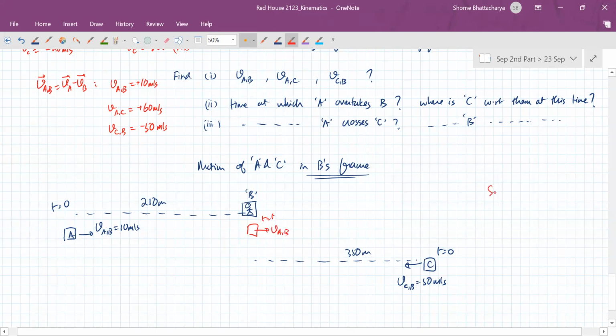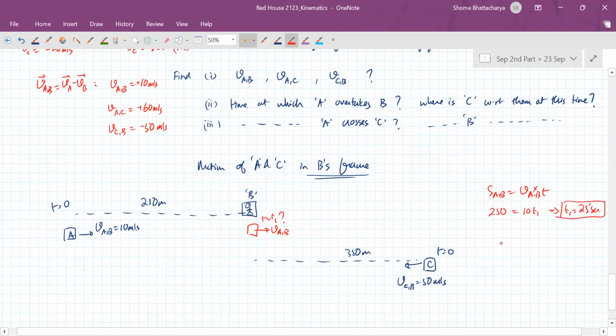So displacement of A with respect to B should be velocity of A with respect to B into time. I want this to be 250 at time t1, let's say, which we calculate. So this should be 10 t1. So t1 is coming to be 25 seconds.